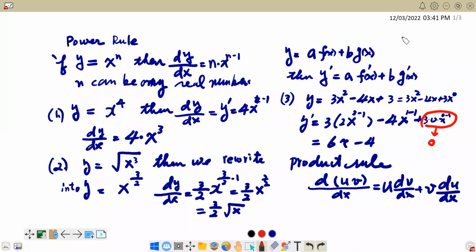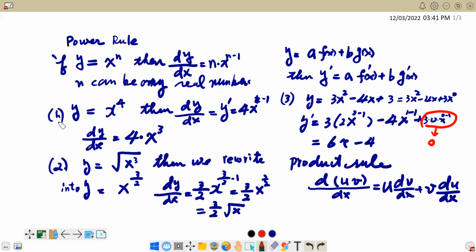Today we want to talk about derivatives using formulas. Now the first rule is the power rule. So if y equals x to the nth power, then the derivative dy over dx is n times x to the n minus 1. Now n can be any real number.